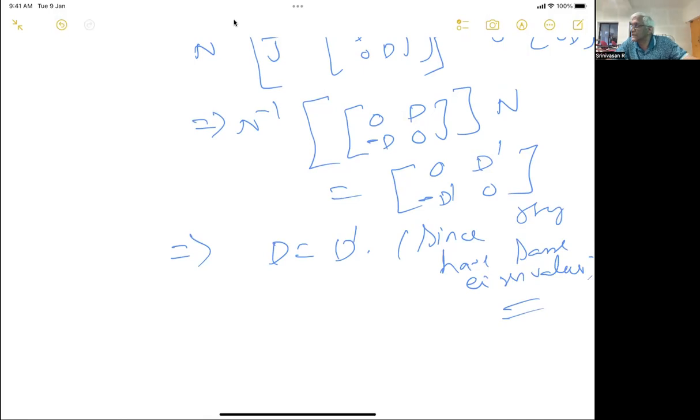Like the eigenvalues of that block matrix will be the same as this side. Right. It is only eigenvalues which matter because we have arranged it in decreasing order. So there is only one way of writing it. So D is equal to D prime. That is what you want to say. Right. So this is done. Okay, good.